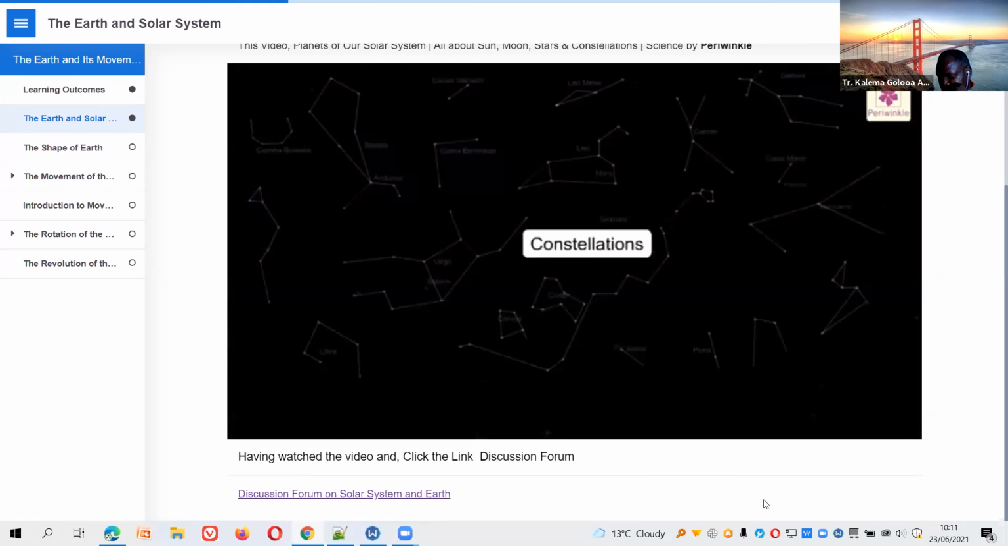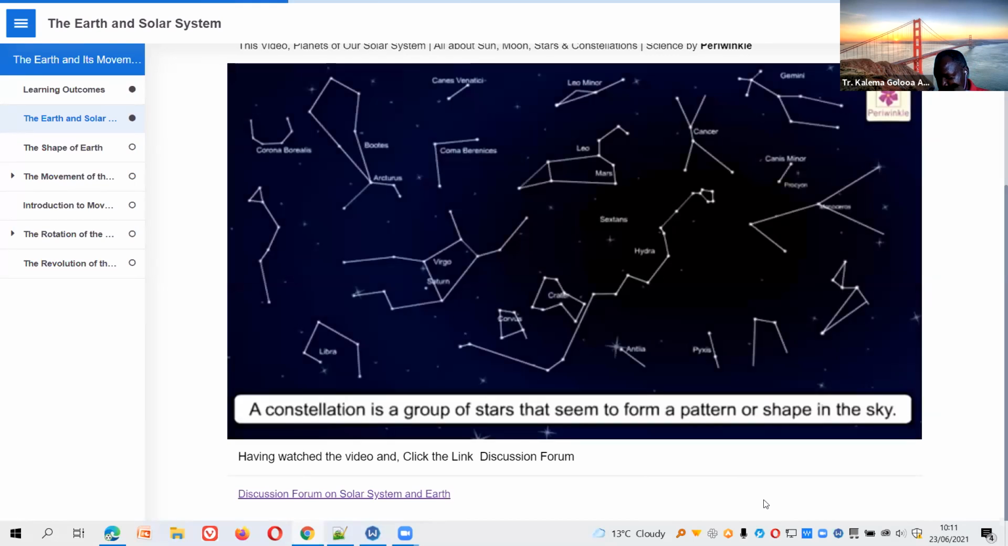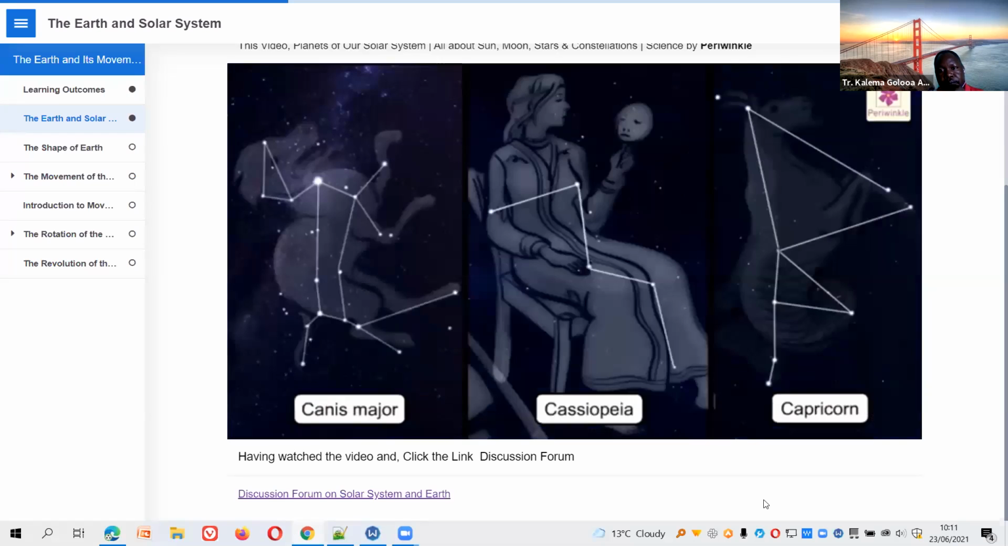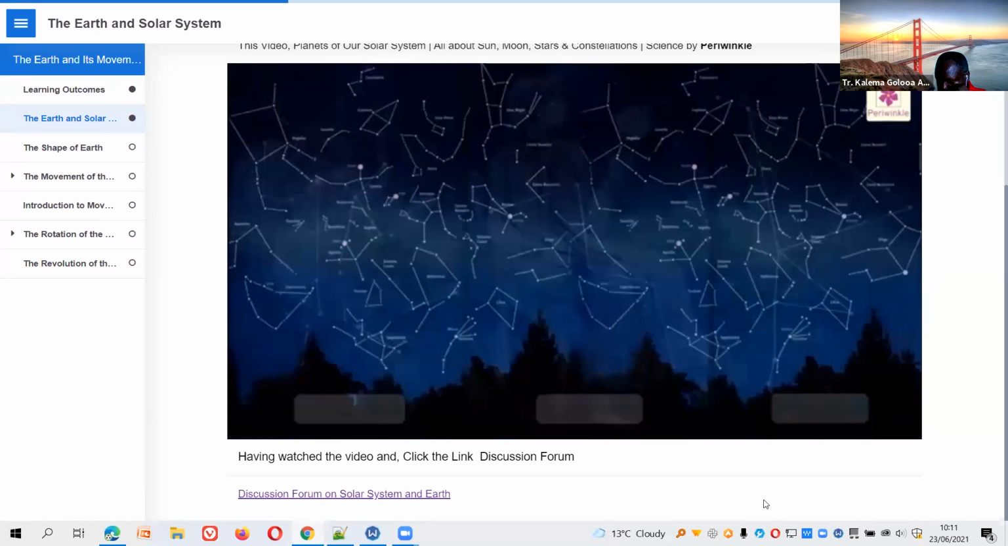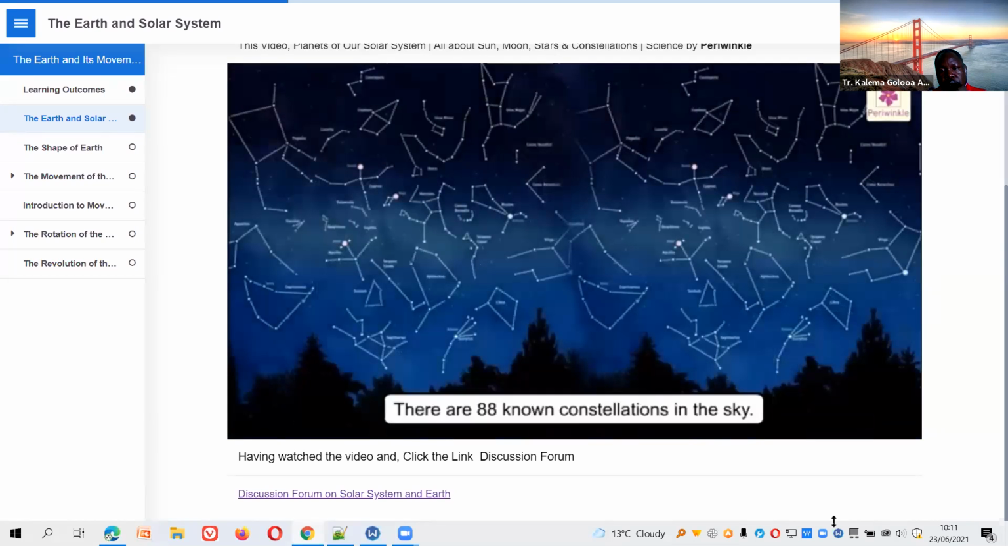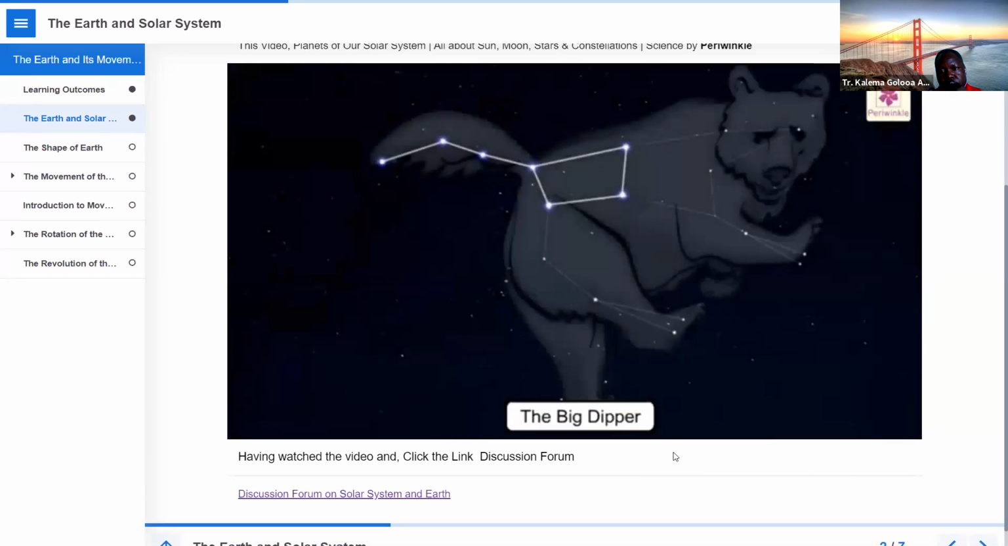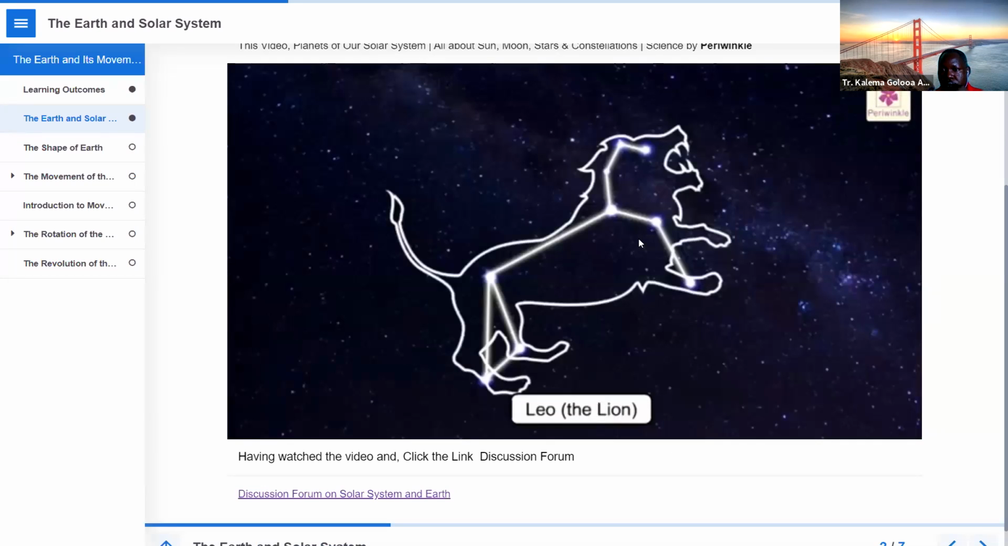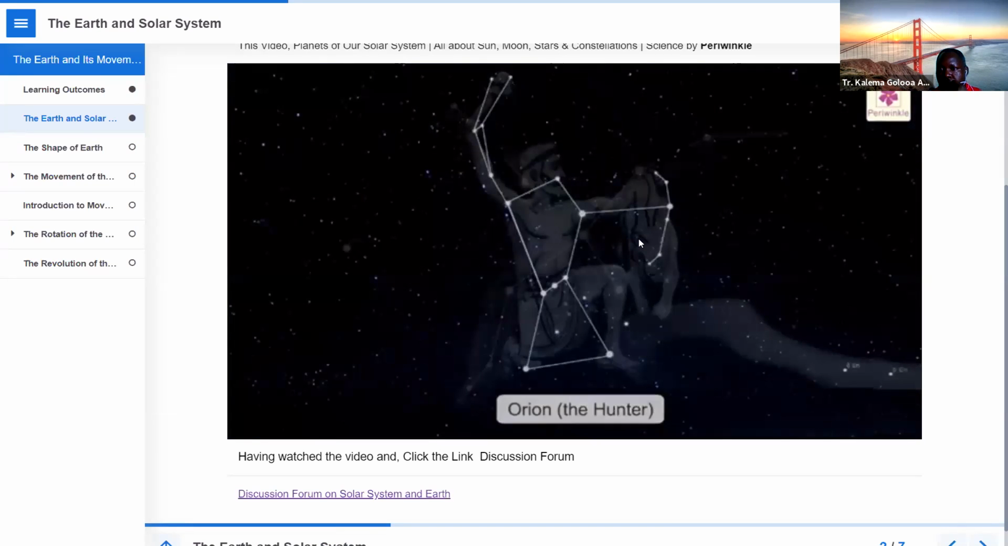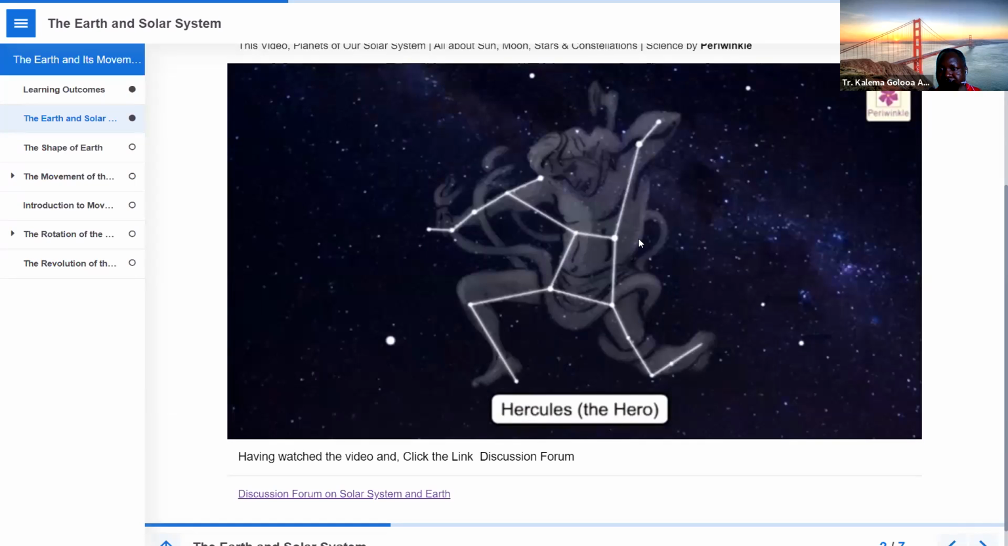Lastly, constellations. A constellation is a group of stars that seem to form a pattern or shape in the sky. On a clear night, we can see constellations. Ancient people had named these constellations after animals and mythological characters. There are 88 known constellations in the sky. Some common ones are the Big Dipper, Leo, the Great Bear, Orion, Cygnus, and Hercules.